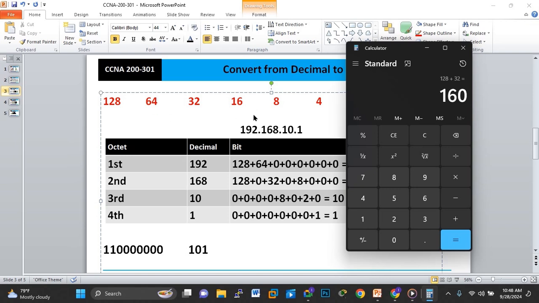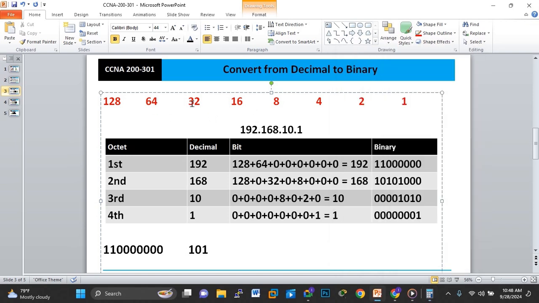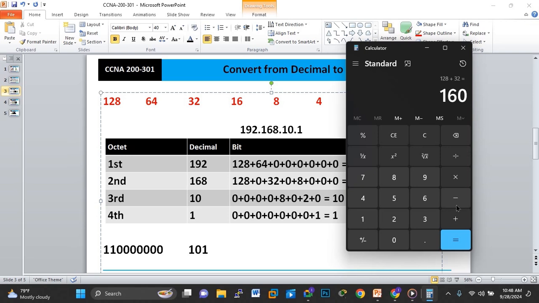So now we check our table. If we add 16 to 32, definitely it will be over. It will be over what? It will be over 168, because we already have what? We already have 160. But if we use this 8 bit here, it will round up to what? Look at the calculator. If we say plus 8 now, it will give us 168.